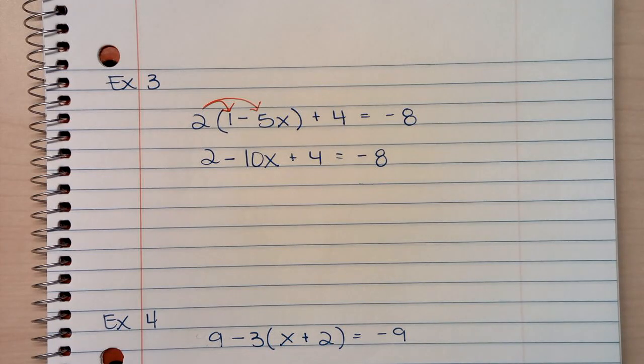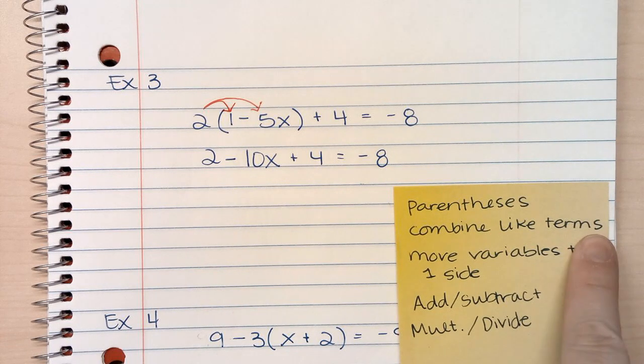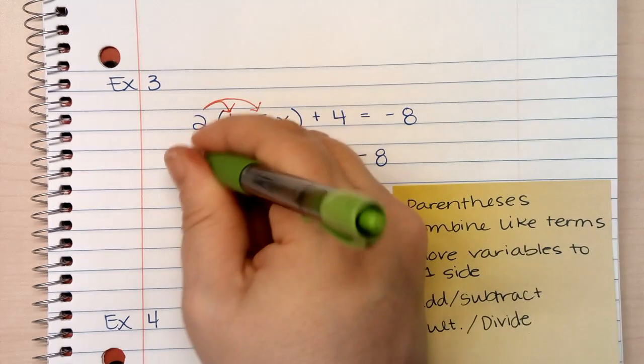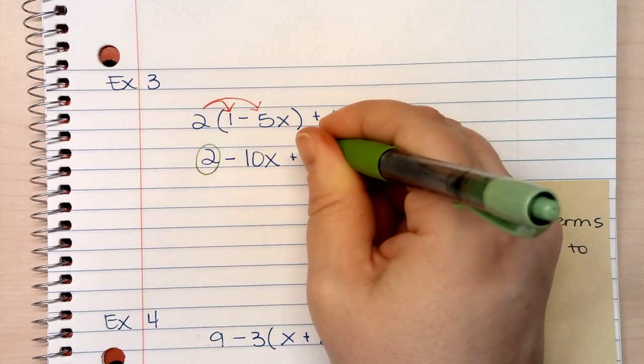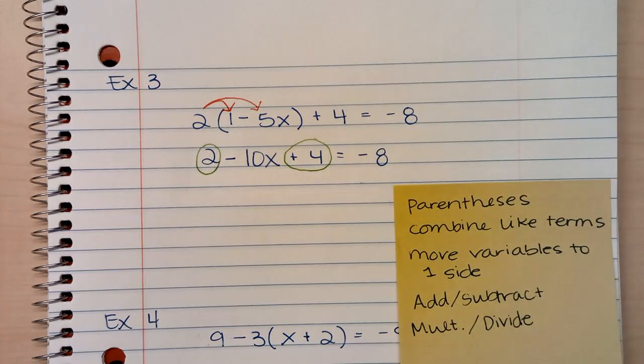Okay, remember the next step is going to be combining like terms. So you need to look, do I have any like terms? Well, I know that numbers can go together. They're called constants. So I have a 2 and I have a positive 4. This is a positive 2 and a positive 4.